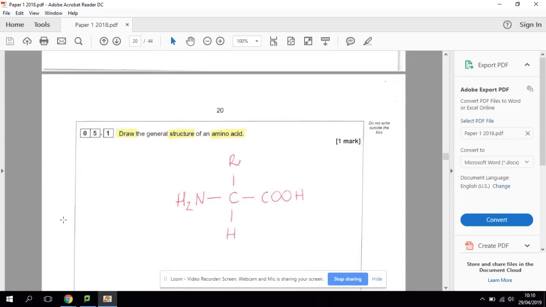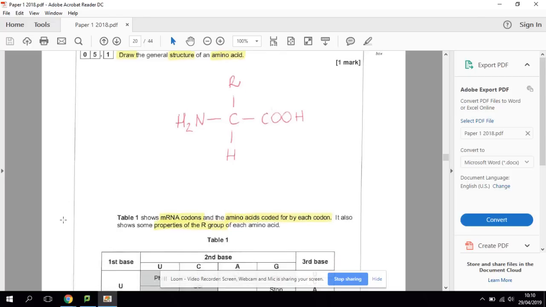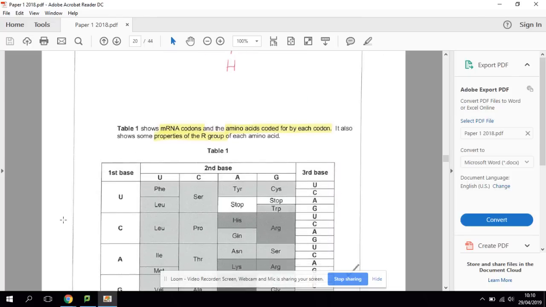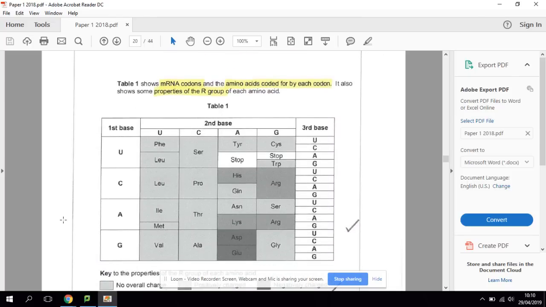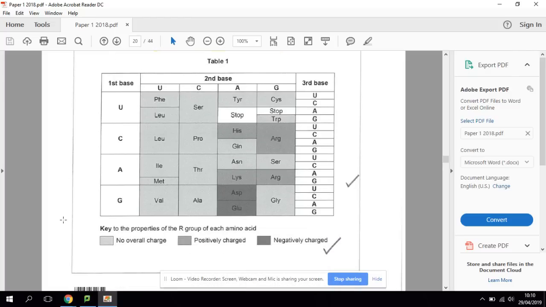Draw a structure of amino acids. Straightforward, hopefully. For everybody, we've got that. Table number 1 then shows you mRNA codons and the amino acids coded for by each of the codons. So remember, a codon is a triplet on mRNA. And it also shows some properties of R groups. So where we've got the properties of R groups, they are here. Okay, so we're talking about no charge, positive charge, and negative charge.